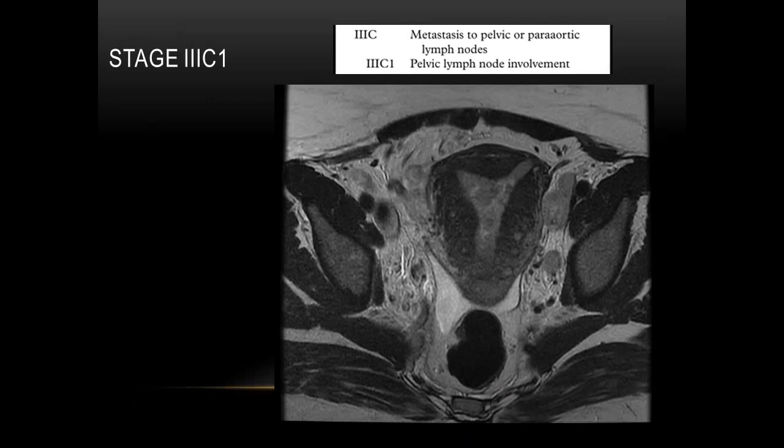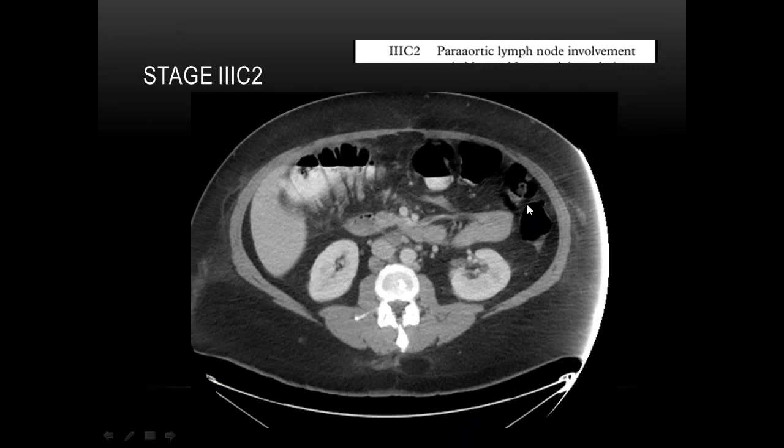Stage 3C1 is involvement of the pelvic lymph nodes. You can see they are abnormal in morphology. They do not have a normal appearance of the lymph nodes. They have signal intensities very similar to our endometrial cancer.